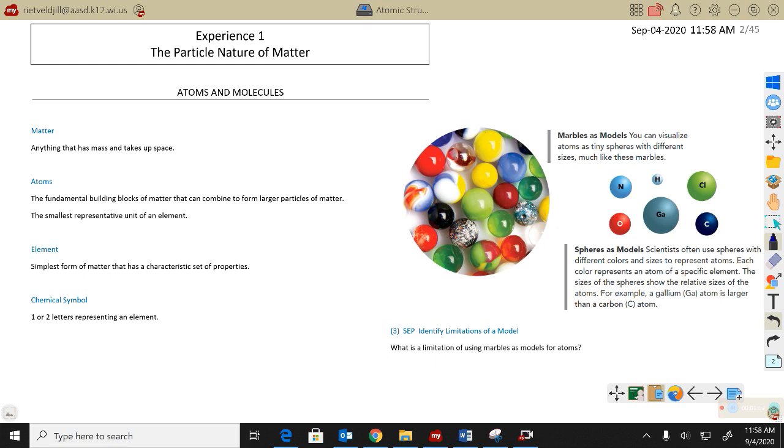Right now on the periodic table, there are 118 elements. And an element is just a simple form of matter that has a characteristic set of properties. But it boils down to the atoms of a particular element all being the same. So neon is an element. It's on the periodic table. And all atoms of neon are the same, which is what gives neon its characteristic set of properties.